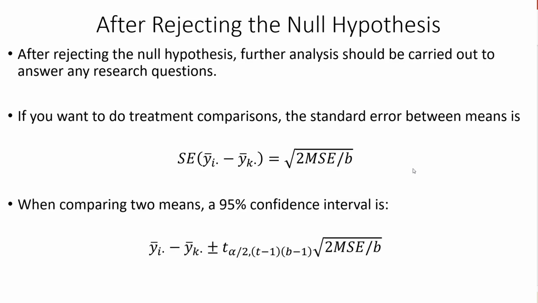So when we're comparing two means, our 95% confidence interval is, we'll take the standard error and our estimate, and we want to find a margin of error. And so our critical value is going to have the degrees of freedom of the MSE here. And that's the degrees of freedom we're going to use for the t to turn our standard error into a margin of error.